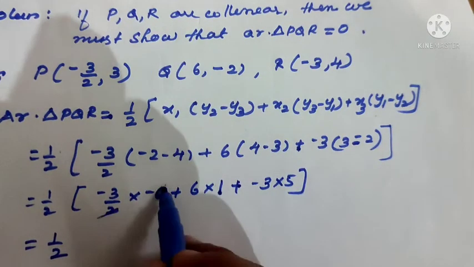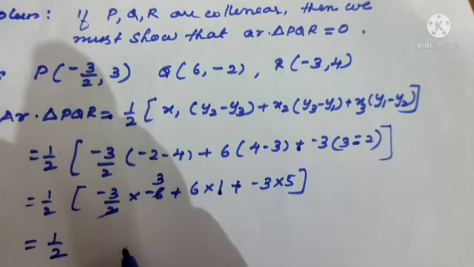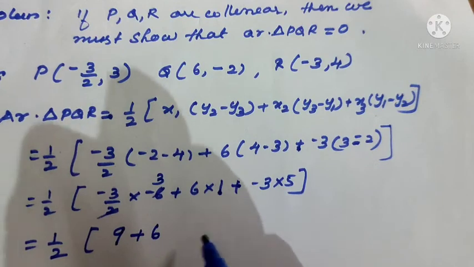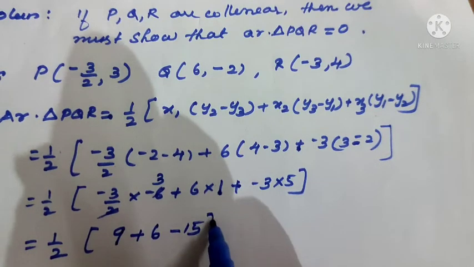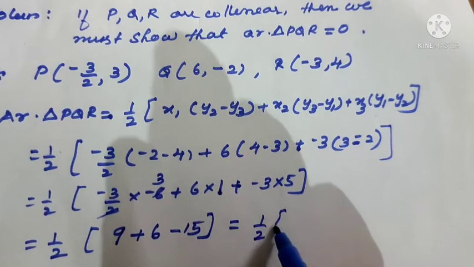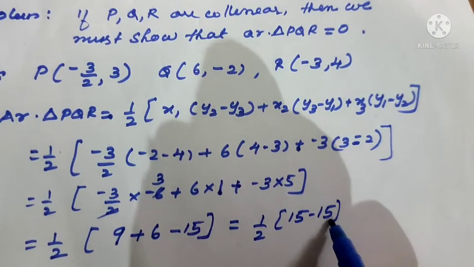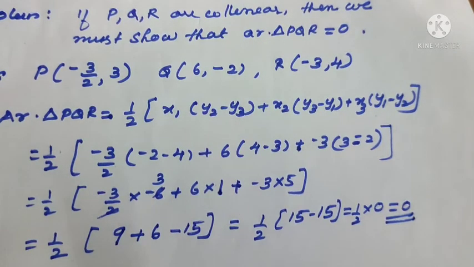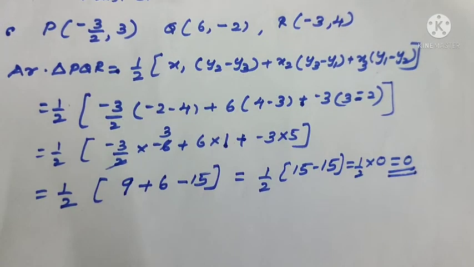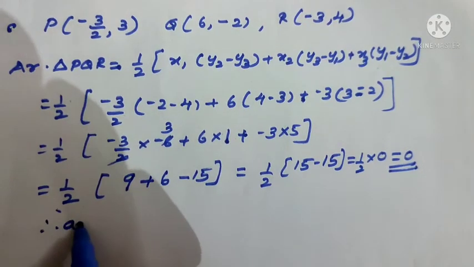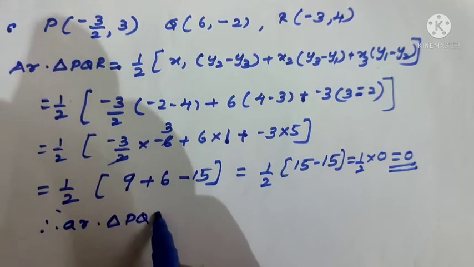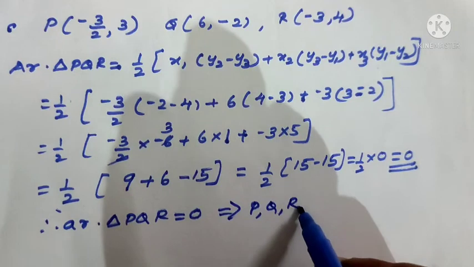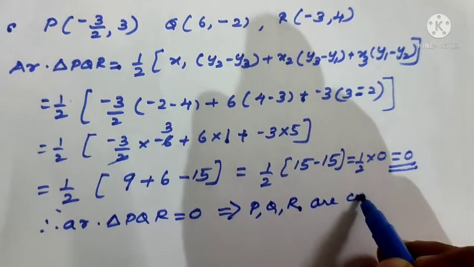Half into, here minus 3 into minus 3 will get plus 9, 6 into 1 is 6, then minus 15. Half into (15 minus 15), half into 0, that is 0 only. So area of the triangle PQR equals 0. Therefore, area of the triangle PQR equals 0. This implies P, Q, R are collinear.